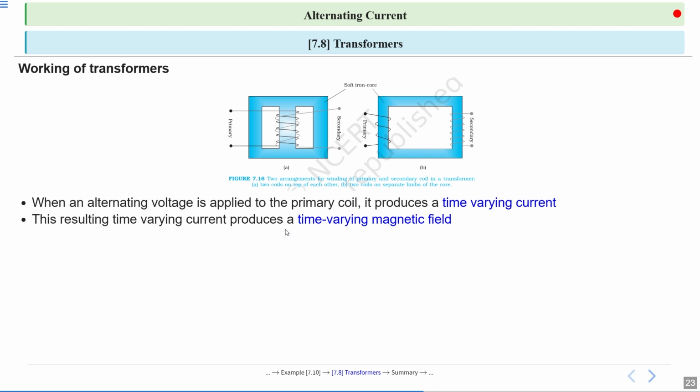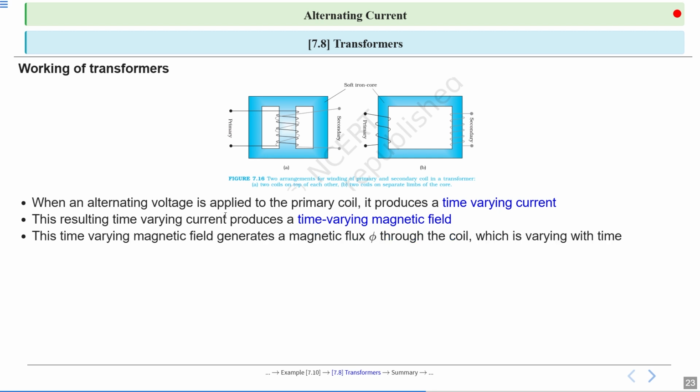If a steady current is flowing through the coil, it will produce a magnetic field which is also steady. But if the current is changing in the coil with respect to time, it will produce a time varying magnetic field. If the magnetic field is changing with time, the magnetic flux through the coil will also change with time. Since flux is changing, EMF will be induced in the primary coil.